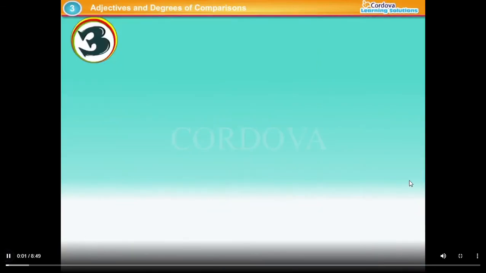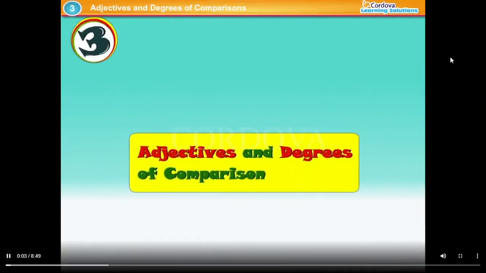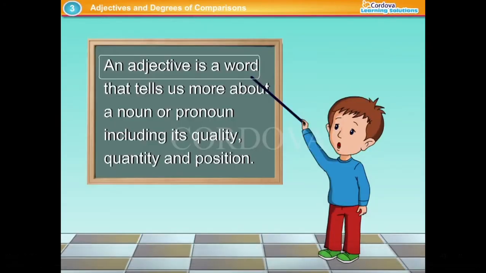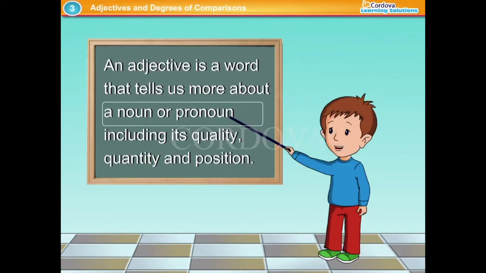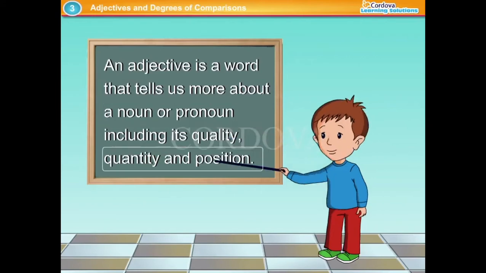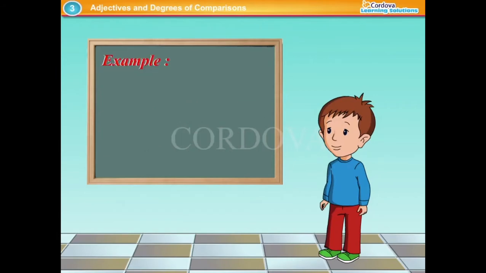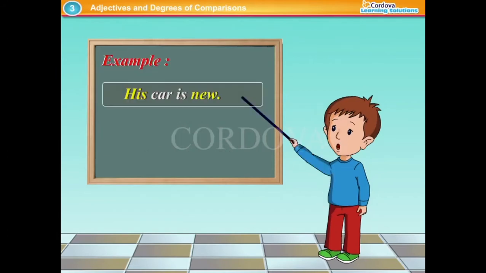Chapter 3. Adjectives and Degrees of Comparison. An adjective is a word that tells us more about a noun or pronoun, including its quality, quantity, and position. Example: his car is new.